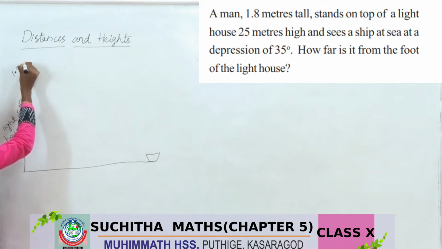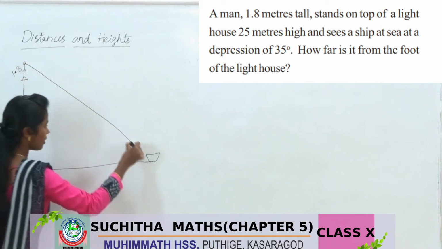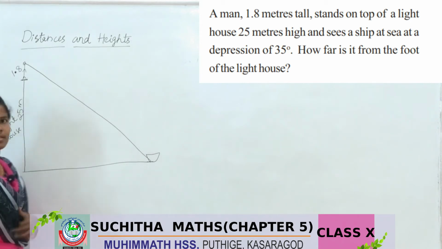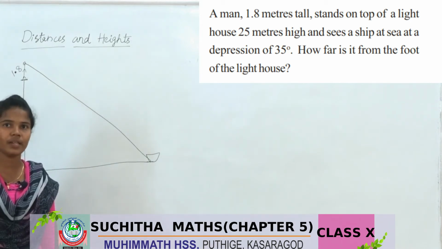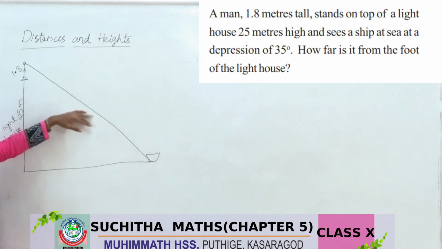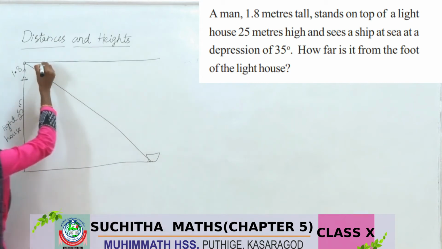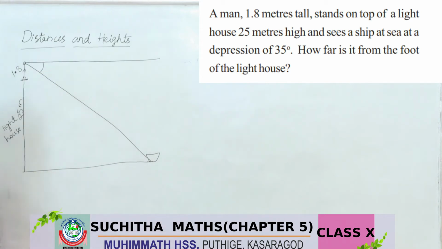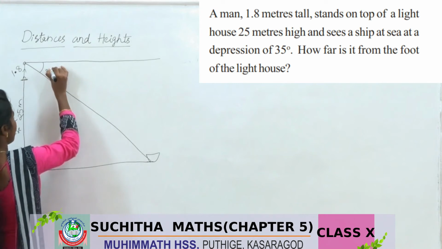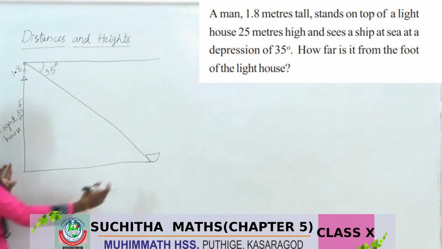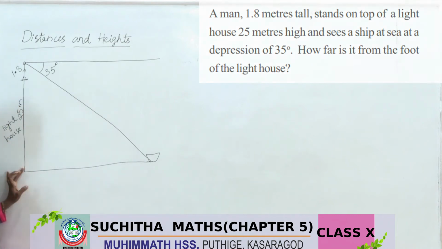The man sees a ship at the sea at an angle of depression 35 degree. So angle of depression means the angle between the straight view and the lowered view. This is the lowered view, and also draw his straight view. This is the straight view, and the angle between the straight view and lowered view is 35 degree. This angle is 35 degree. Okay, so we have to calculate how far the ship is from the foot of the lighthouse. We have to calculate the distance between the ship and the lighthouse.